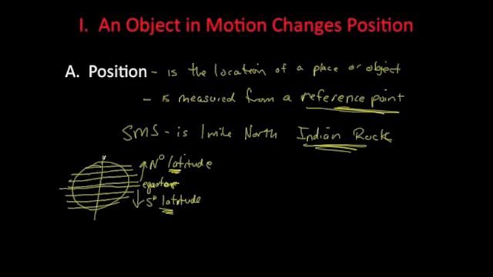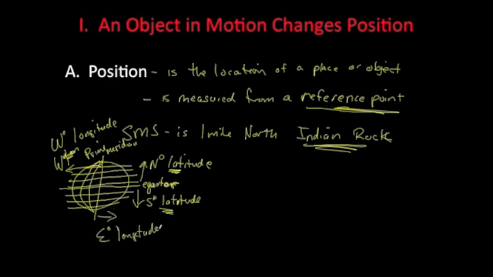So it's how many degrees off of what we call the prime meridian an object is. Position meaning how many degrees west longitude or east longitude off of the prime meridian. Okay, so the prime meridian goes from pole to pole, from north pole to south pole, but you measure east and west how far off of that line you are.